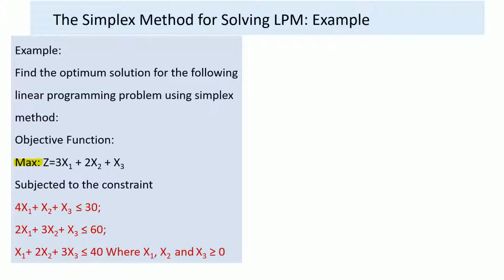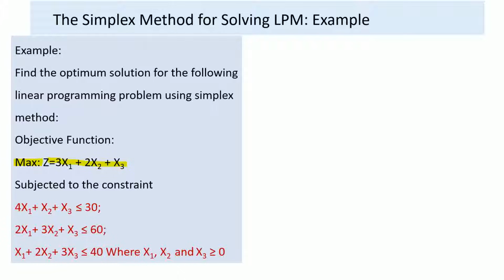So this is a maximization problem, which is expressed by z equals 3x1 plus 2x2 plus x3. It is a maximization objective function, and the problem has 3 decision variables, that is x1, x2 and x3. So we have to solve this problem using the simplex method.